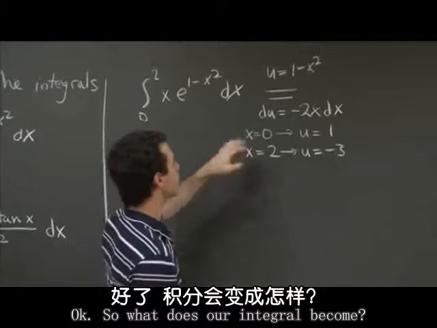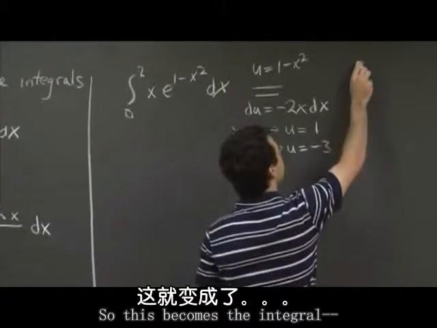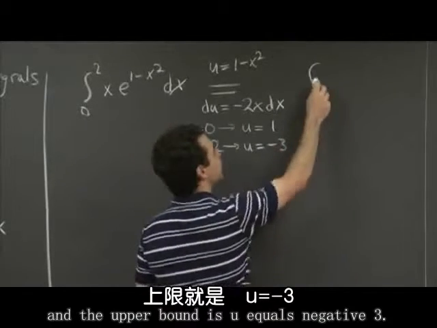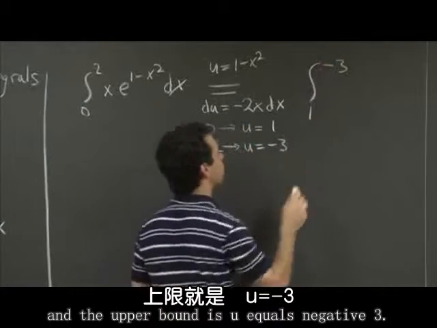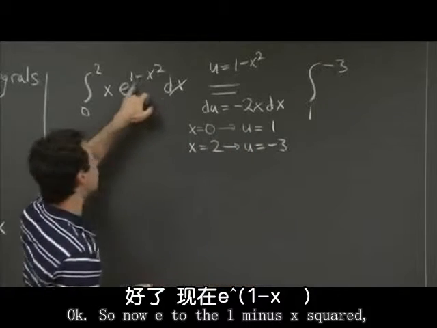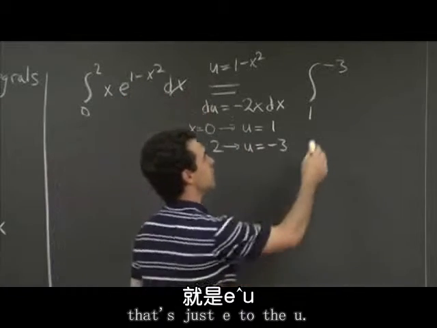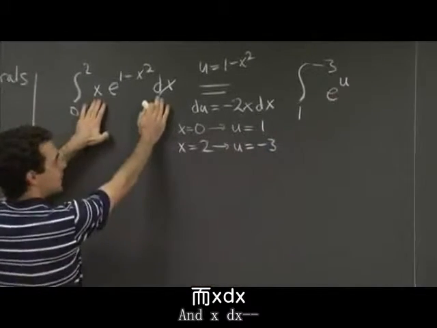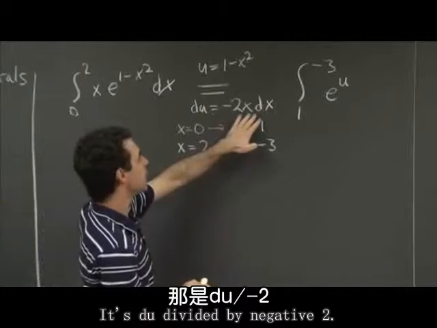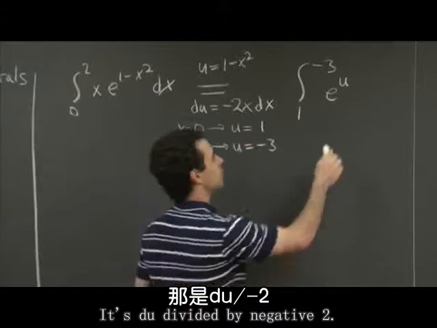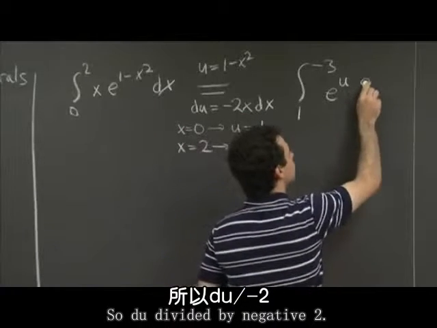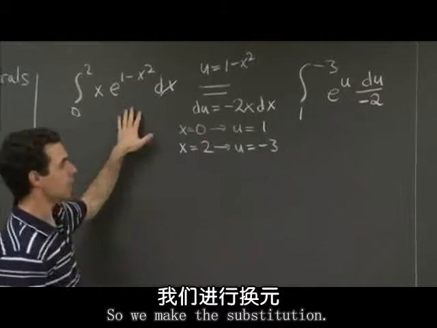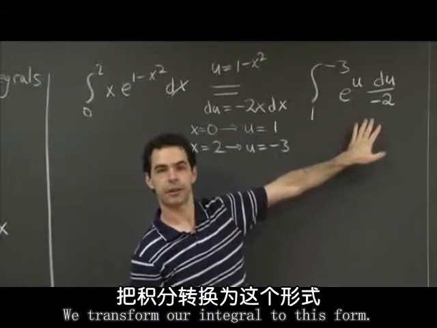So we make these substitutions. What does our integral become? The lower bound becomes u equals 1. The upper bound is u equals negative 3. Now e to the 1 minus x squared is just e to the u. And x dx, well, that's almost du. It's du divided by negative 2. So we make this substitution and transform our integral to this form.